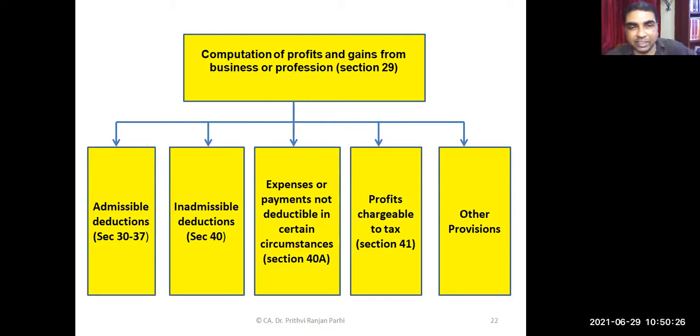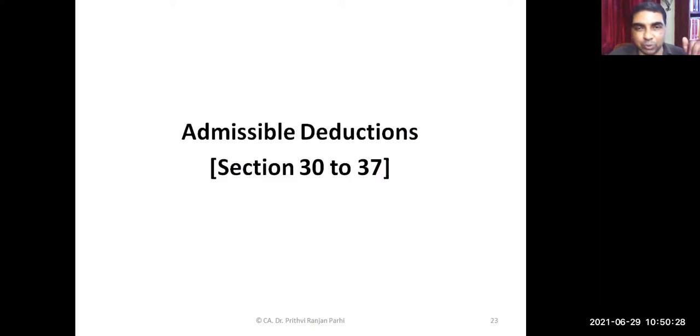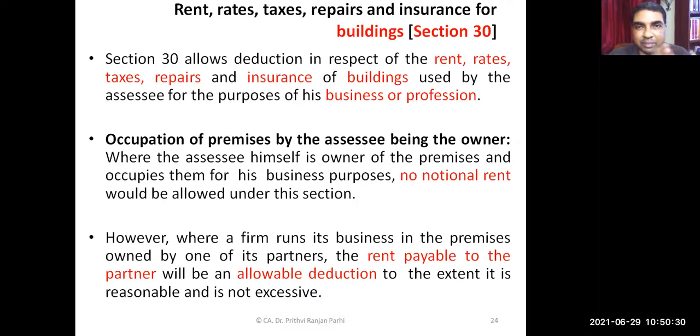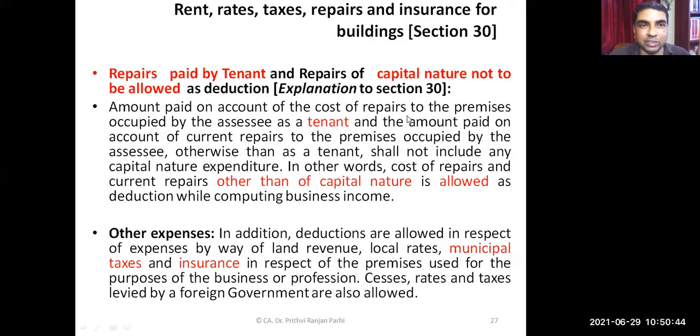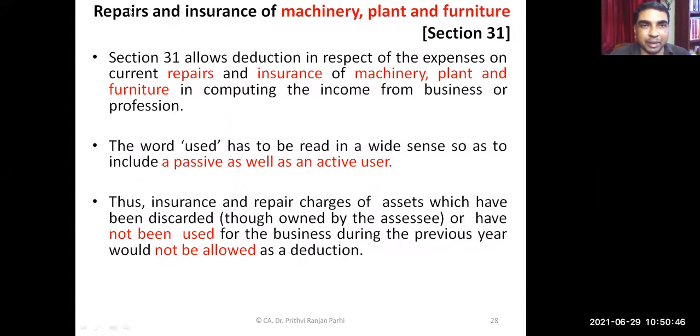Then coming to various kinds of expenses. This chart I had shown you earlier. First we have seen section 30, which deals with the rent, rates, taxes, repairs, and insurance of a building. We thoroughly understood the content of section 30 in your last class. Then section 31 talks about repairs and insurance. At that time also I told you the rent is not included here. Repair and insurance of machinery, plant and furniture, not building.